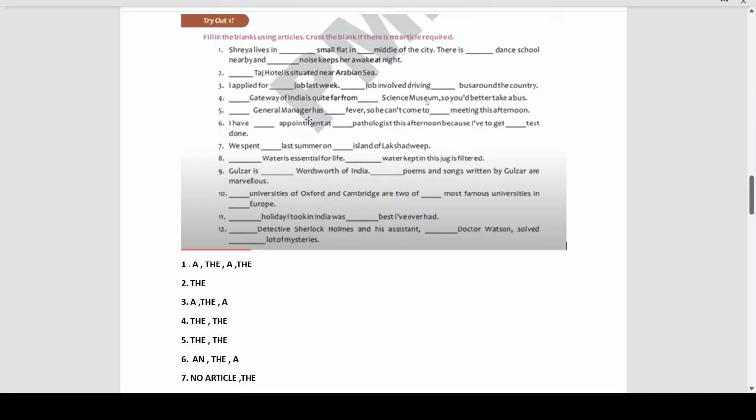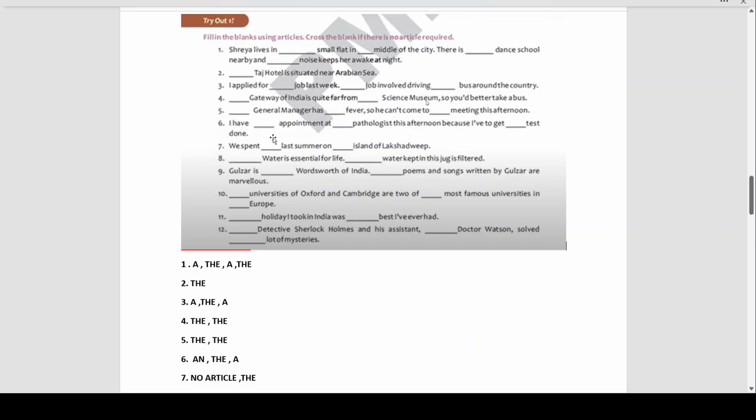Number five, the general manager has a fever, so he can't come to the meeting this afternoon. The general manager, because we know whom we are talking about. Our office has a particular general manager, so the definite. The general manager has fever. There will be no article over here, so he can't come to the meeting this afternoon. We are talking about a specific meeting, and because the general manager has fever, there will be no article before it.